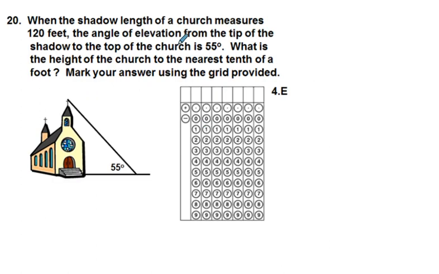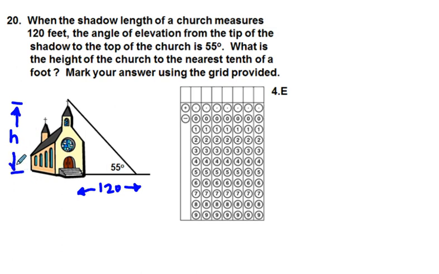Last problem, 20. The shadow length of the church measures 120 feet. So here's our shadow length, 120 feet. What is our height? What is the height of the church is what we're being asked.